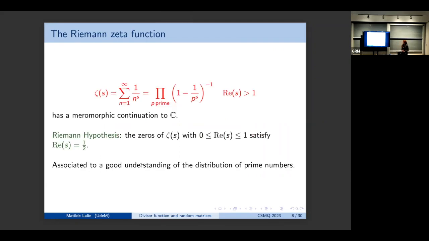The Riemann hypothesis is the statement that the zeros of the zeta function that have real part between 0 and 1 actually have to have real part equal to 1/2, okay? And what this gives is a really good understanding of the distribution of prime numbers, okay? So the more precisely you can describe these zeros, the more precise your understanding is, okay? And for us, it also gives us something.